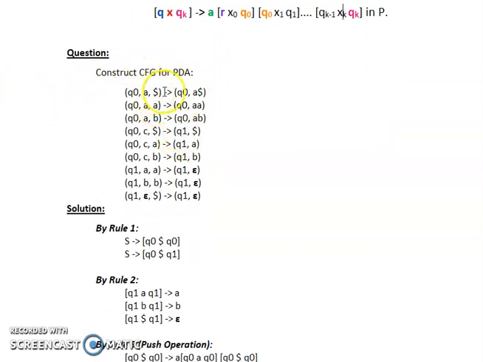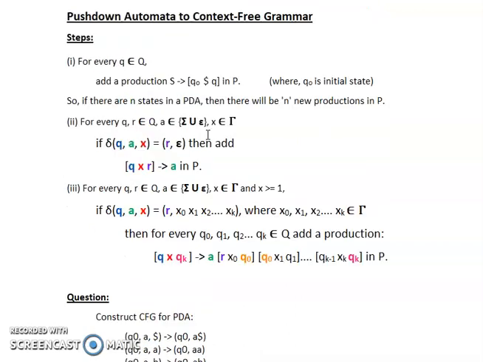Now suppose we are given a question that we need to construct a context-free grammar for the pushdown automata which is provided over here. So over here we have two states. First is our Q0 and the second is our Q1. If you see the transitions carefully, you will find there are only two states, Q0 and Q1. Let us solve the example step by step.